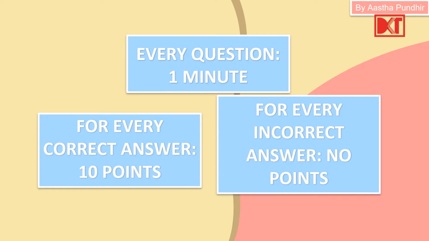Alright, so for the quiz, every question you will be given 1 minute. 1 minute means 60 seconds. Why am I giving you 1 minute? Because your question paper of IEO has about 50 questions, so you get more or less a minute to answer each question. This 1 minute is the maximum that you should be taking for answering the question.